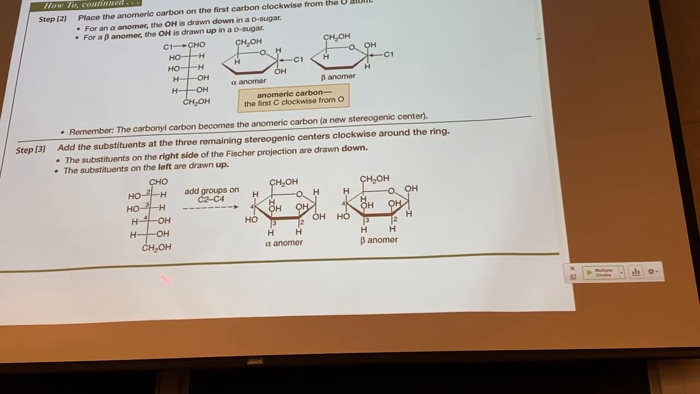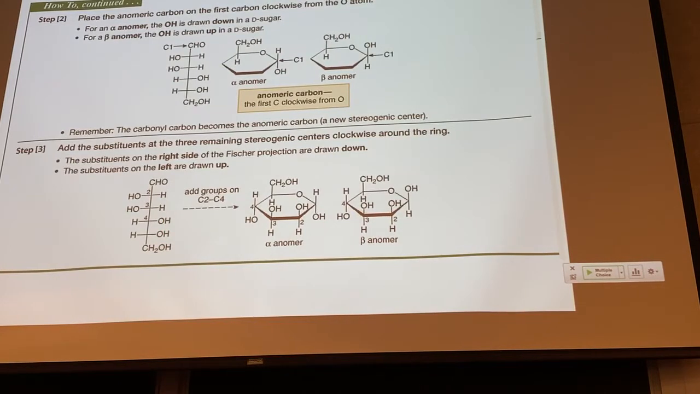And if you'll remember the process we went through on Friday, we rotated 90 degrees about C5, and then we rotated the entire Fischer projection 90 degrees clockwise. We put it on its side. Okay? And so when we do that, the substituents that are on the left are going to end up pointing up. The substituents on the right of our Fischer projection are going to end up pointing down.